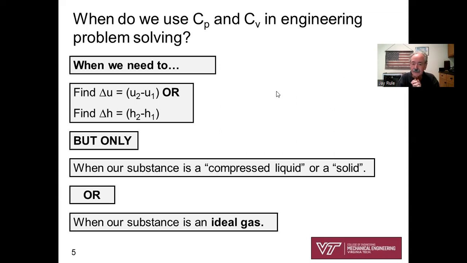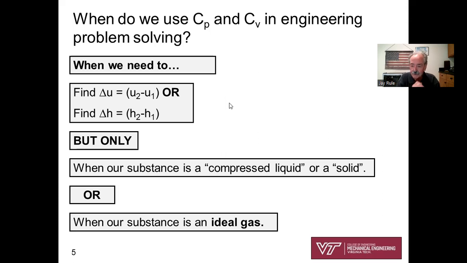So then the next logical thing is, well, when am I going to use these things? When am I going to use this in engineering problem solving? And the answer is simple. We're going to use these when we need to find either delta U or delta H. Those are the times we're going to use those. Delta U, U2 minus U1. Delta H, H2 minus H1. Okay, that's when we're going to use them.